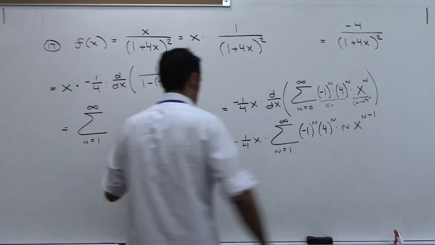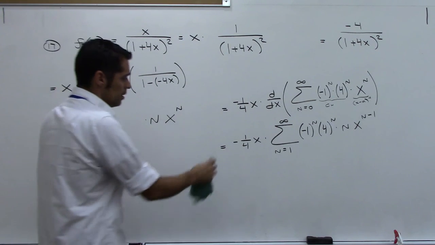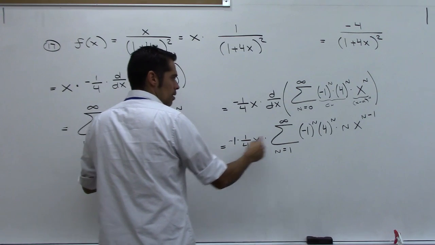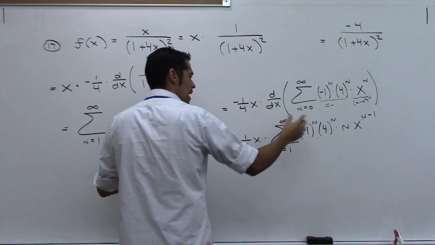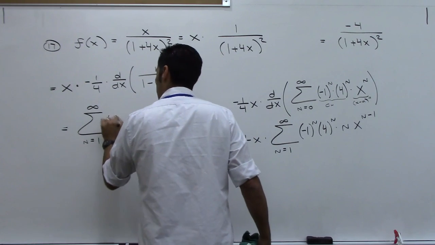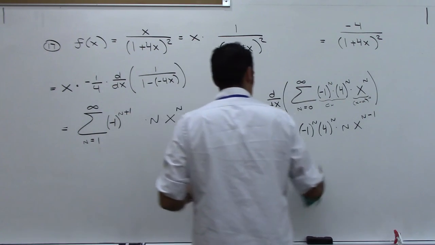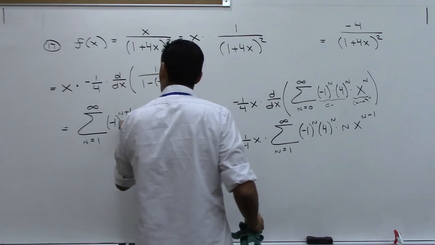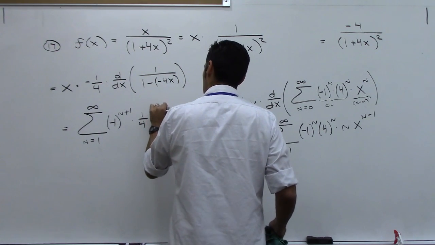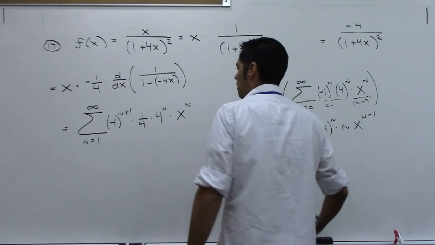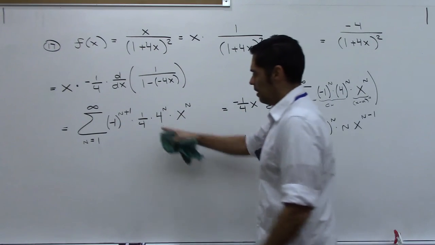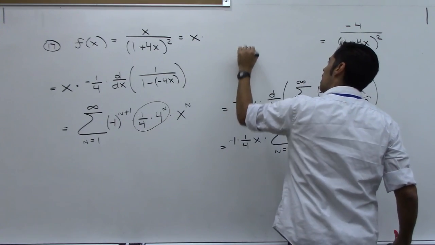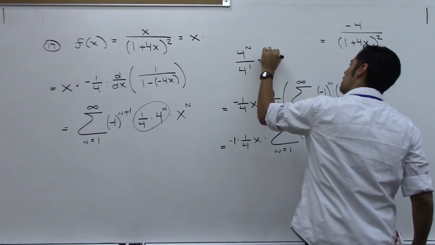And then how about we look at this negative in front of the 1/4 as a -1? And that way when I take this -1 and put it times this -1 to the n, I add the exponents, I get -1 to the n plus 1. And then I get 1/4 times 4 to the n times x to the n. And look at these two. That's the same as 4 to the n over 4 to the 1, which is 4 to the n minus 1.